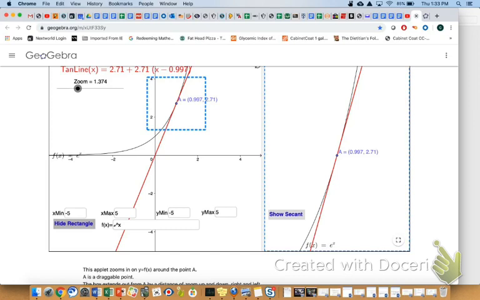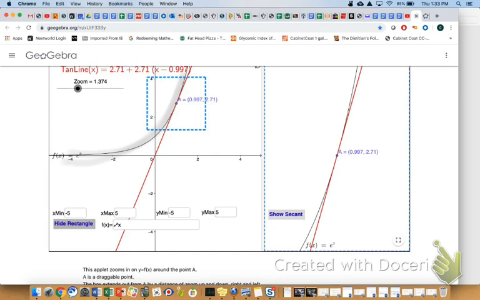So I'll highlight it with this. E to the x, right? All right, and then can you guys tell me what the point of tangency is? 0.997. Yeah. So I tried to get the point of tangency really close to x equals 1. It wants to jump over that value. So it's almost x equals 1, comma, about 2.71. Does that make sense?